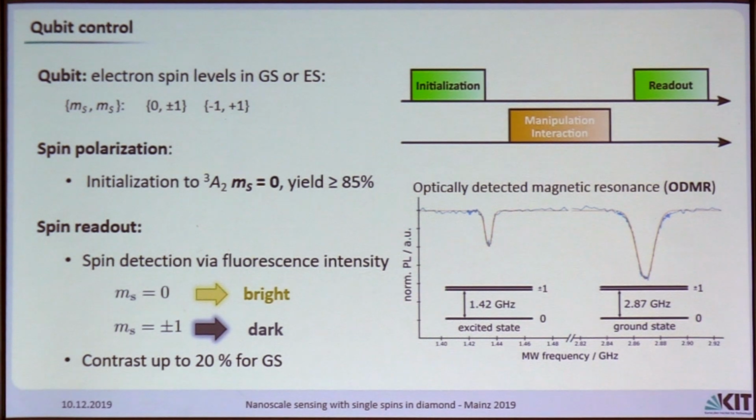So the general measurement principle is always the same. We have an initialization just by irradiating it with a laser in the green region. Then we have time for manipulating or let it interact with a field to accumulate phase. And in the end, we can then read out the system again with the laser and look whether it's dark or bright. And then we know, okay, we were in one or the other state.